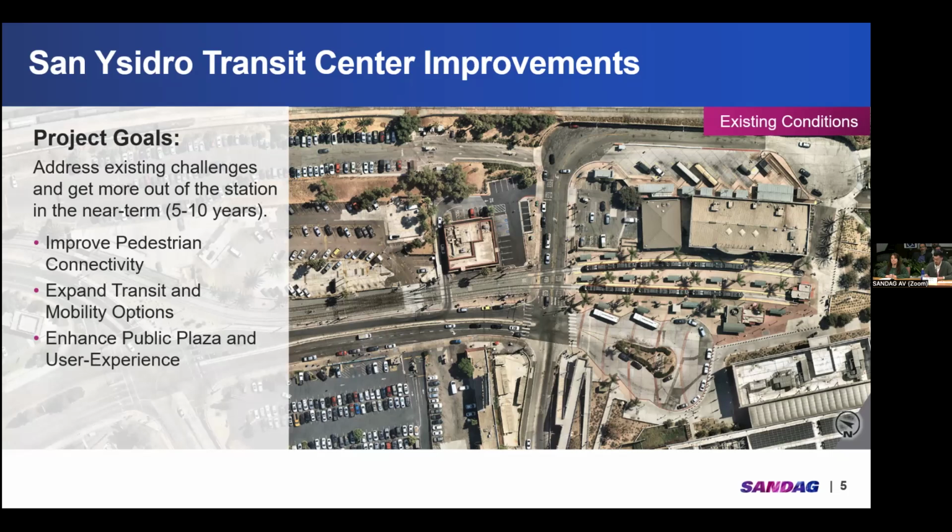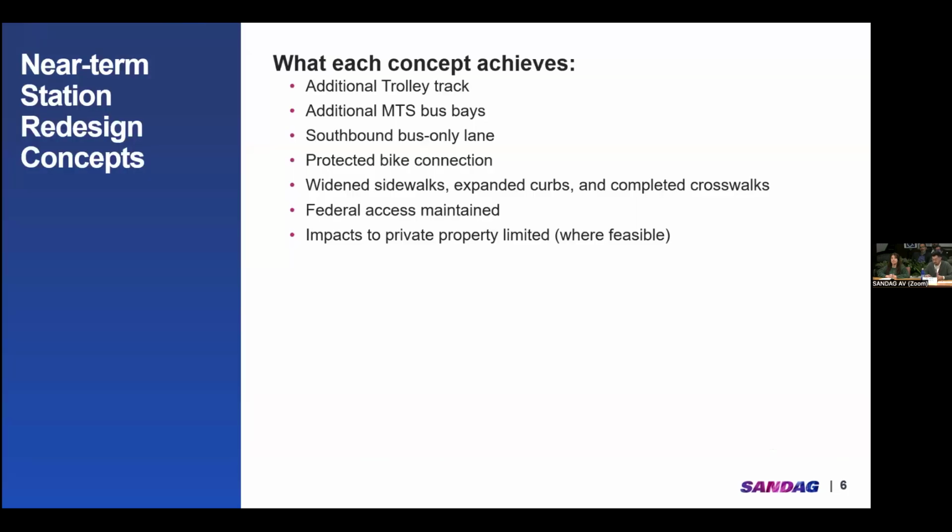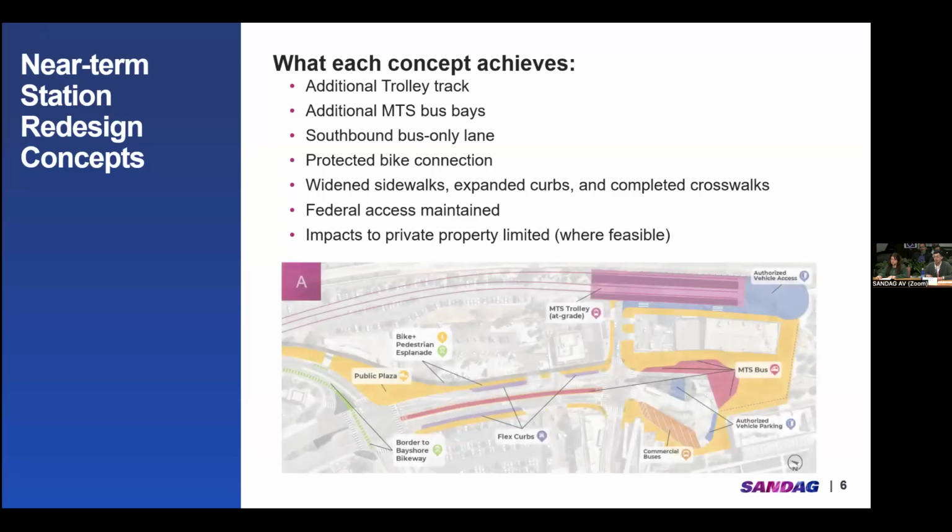And what we came up with were some station redesign concepts that all provide better human-scale connectivity and more physical capacity for transit service, all while trying to accommodate the needs of the federal government and CBP operations, and keeping impacts as minimal as possible so that we can actually turn dirt on these improvements sooner rather than later. We came up with a couple of different scenarios: a concept A, a concept B, a concept C. They all achieve the things that you see bulleted on the screen, but in slightly different ways.